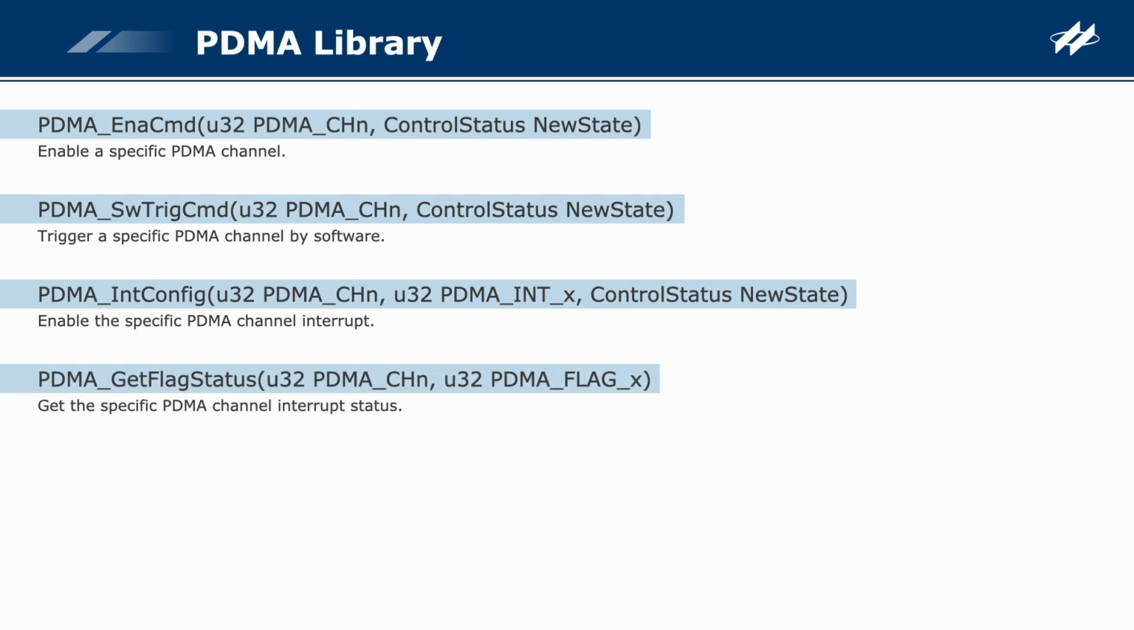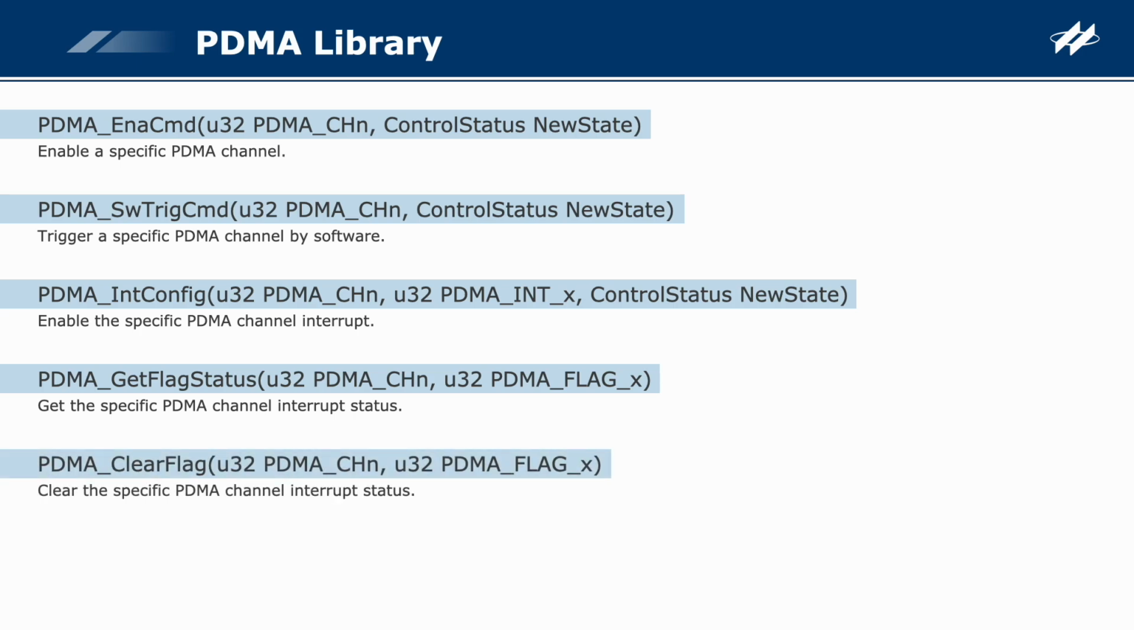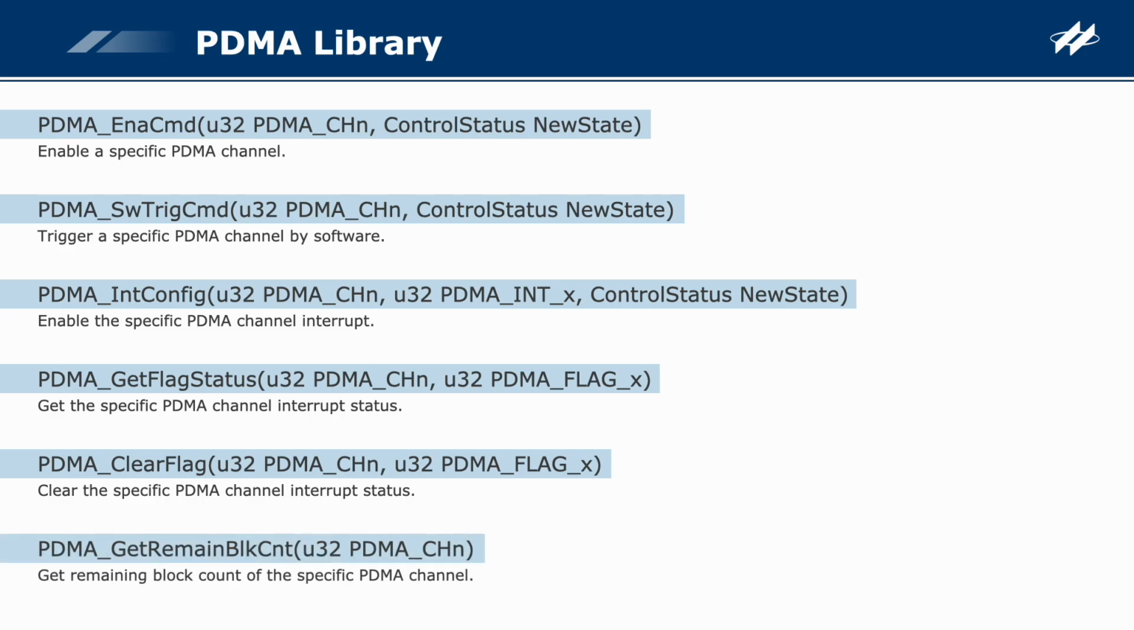The 10th function is used to get the PDMA interrupt status. The 11th function is used to clear the PDMA interrupt status. The 12th function is used to get the remaining block count of the PDMA channel.